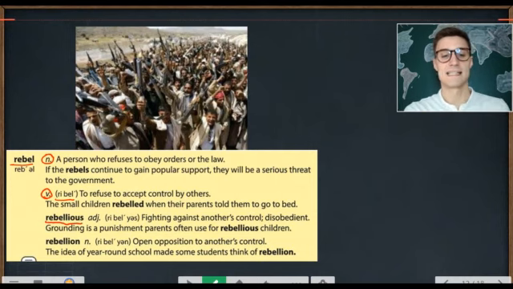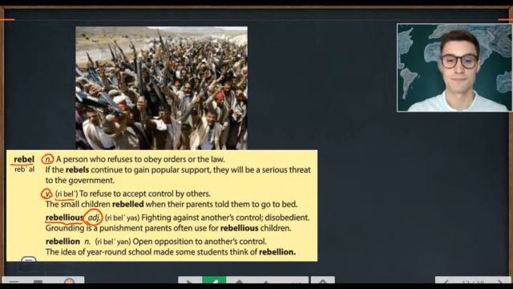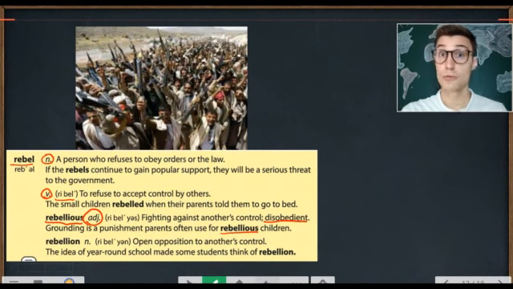Rebellious is a different form of the word. Rebellious is an adjective which we use to describe someone who fights against another's control. Disobedient is a synonym for rebellious, disobedient. Grounding is a punishment parents often use for rebellious children. See, rebellious describes the children. How are the children? They are rebellious. They don't listen to anyone. Are you rebellious? Are you a rebel? Do you rebel?